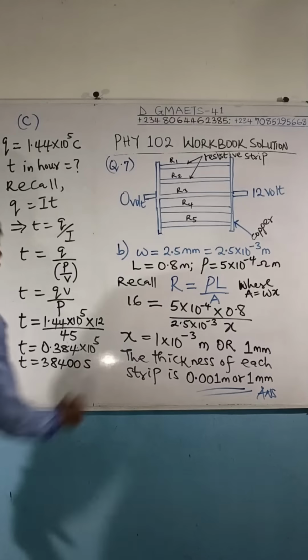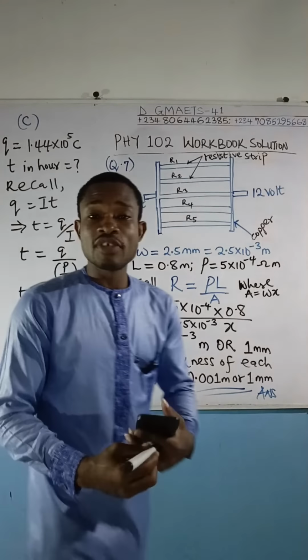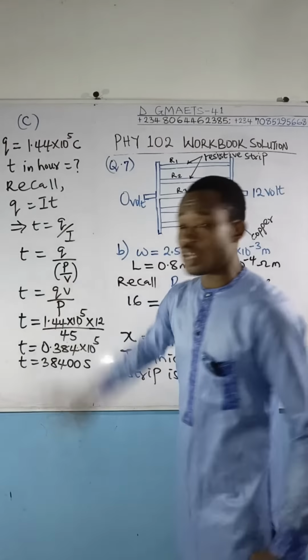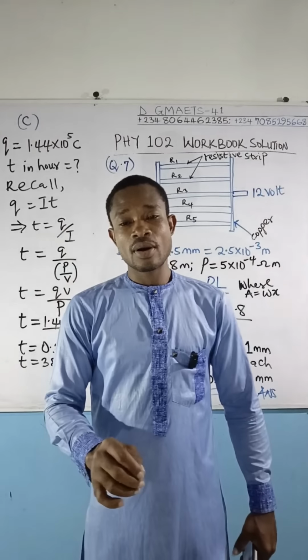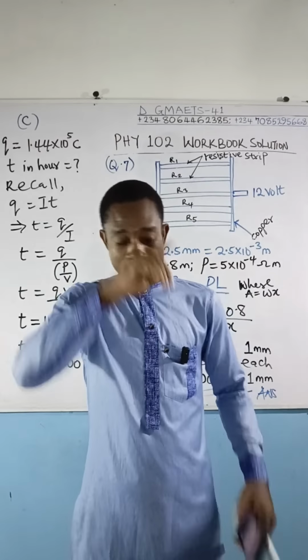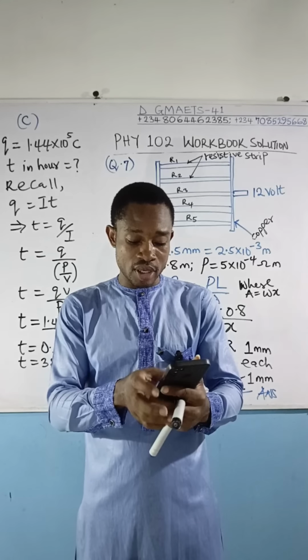The unit of this time will be in seconds. Reason: all the quantities we use here have their units in SI. Are you following? Their units are in SI unit. So when you calculate time, that time will also be in SI unit.